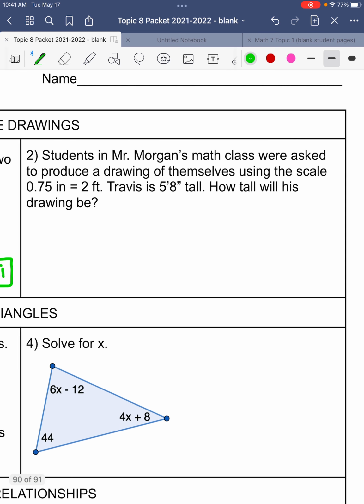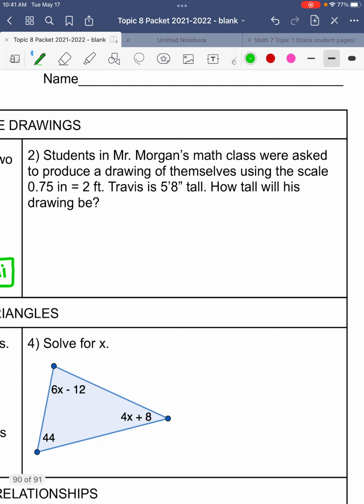Okay. Number two, students in Mr. Morgan's math class were asked to produce a drawing of themselves using the scale 0.75 inches equals 2 feet. Travis is 5 foot 8 inches tall. How tall will his drawing be? Okay, so what I notice right off the bat is 5 foot 8 inches. I need to convert that to all the same unit. So it would be easiest if I made that all inches.